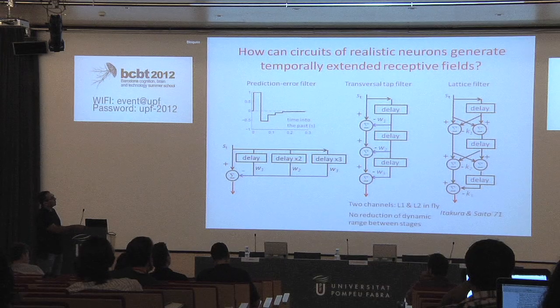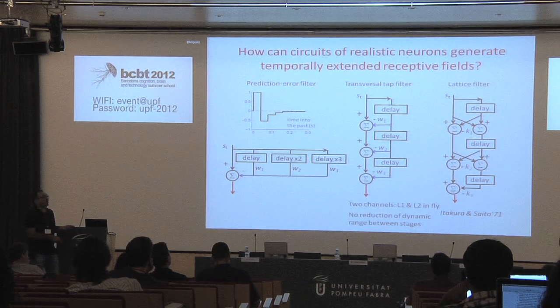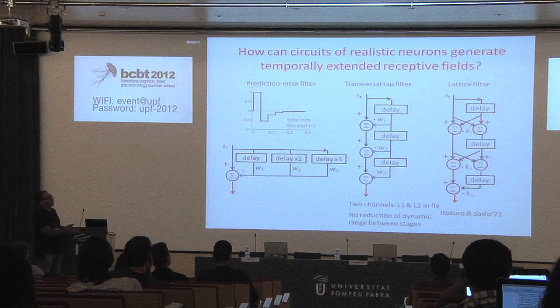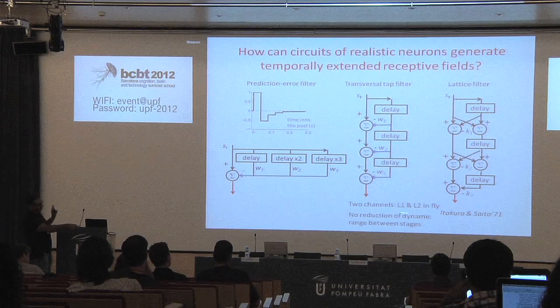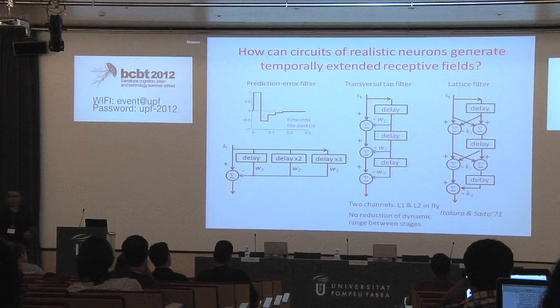And so this circuit has all the requirements. It uses short time delay components to eventually take care of long correlations. It does so in a stage-wise manner. It reduces the dynamic range, and it has two pathways which are reminiscent of L1 and L2 in the fly.